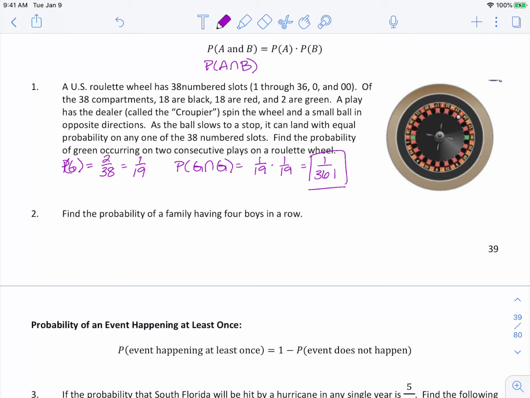Next, we have to find the probability of a family having 4 boys in a row. Please do this one. Okay, probability of having a boy is 1/2. So probability of 4 boys is going to be 1/2 times 1/2 times 1/2 times 1/2, or 1/2 to the 4th power. So this is 1/16.